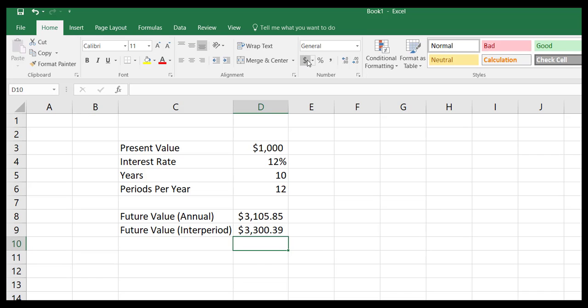Notice how you got a different number. The more frequently you compound, the more money you're going to have in the investment. The future value of this investment will be higher if we compound more often. And that's an important thing to remember. Now that was really neat.